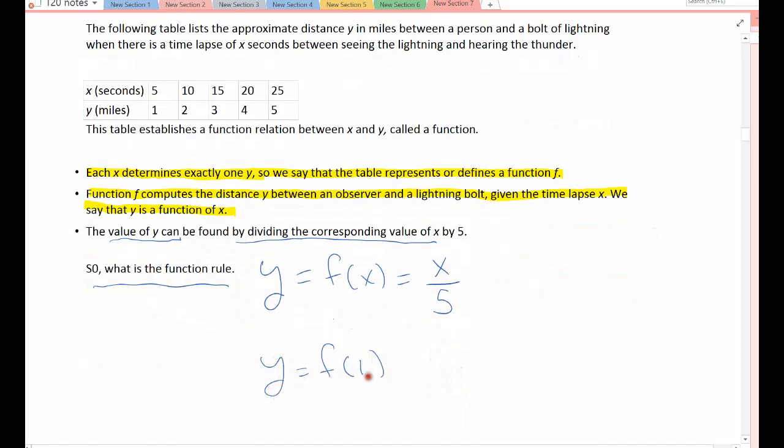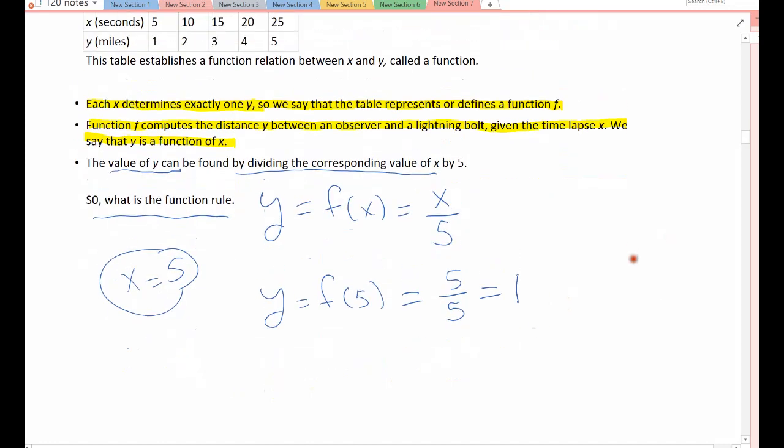and you can check to make sure it works. Plug in our values. If I plug in the x value 5, I'm going to get 1 out. If I plug 5 in for x, I'm going to get 5 divided by 5, which is 1, and that is correct. I plug 5 in, I get 1 out. The x value 5 is paired with the y value 1.